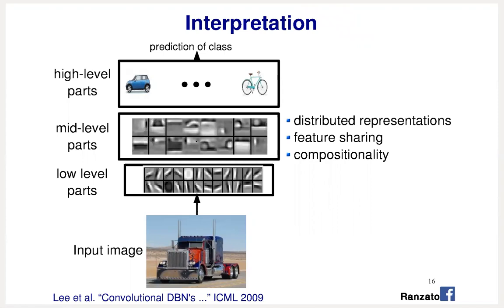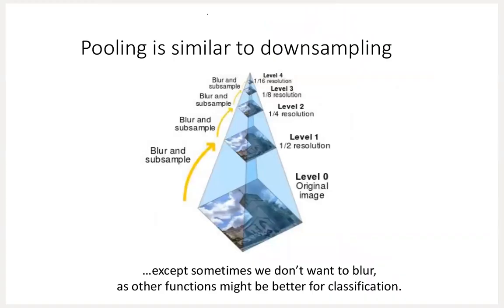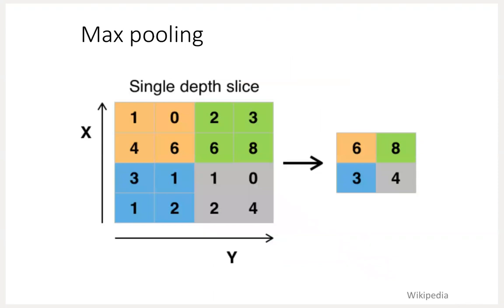As I mentioned, another layer you encounter often in a CNN is the so-called pooling. It's a very simple concept. It's just trying to reduce the dimension. The most popular pooling is max pooling.